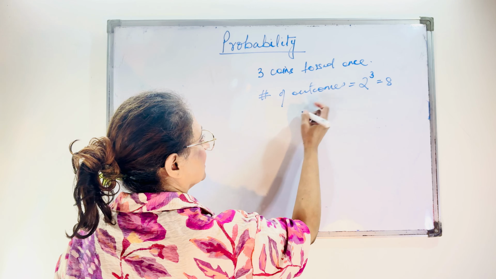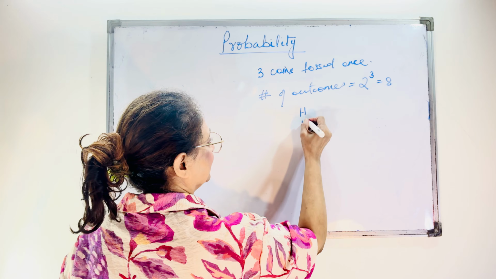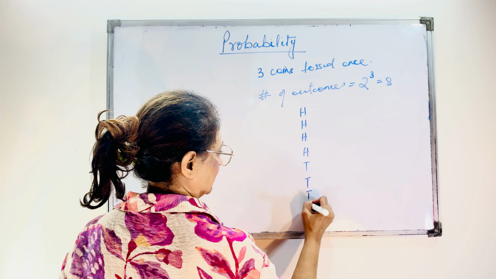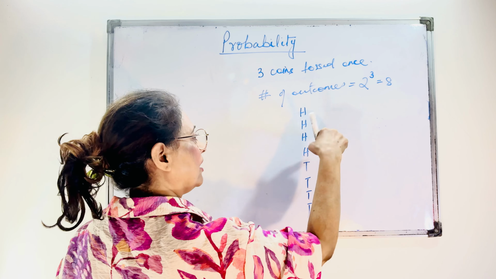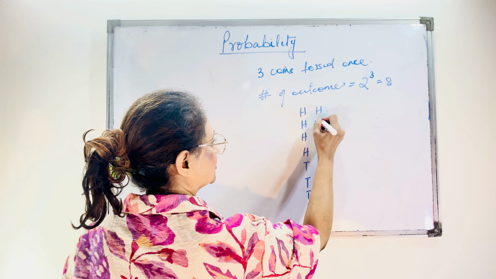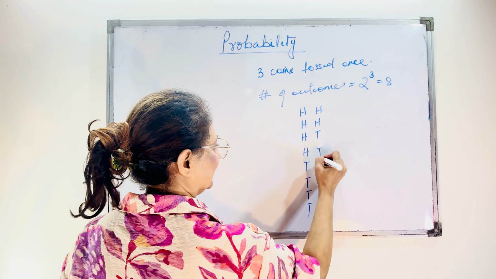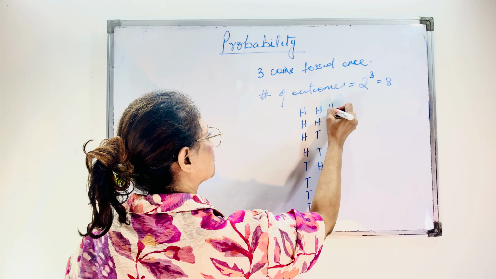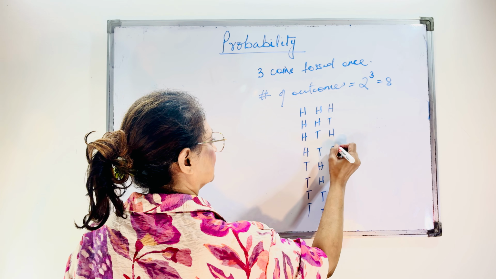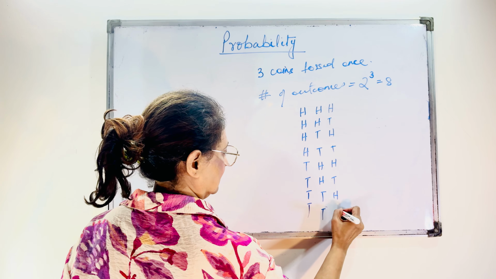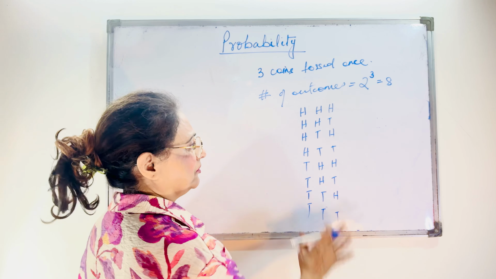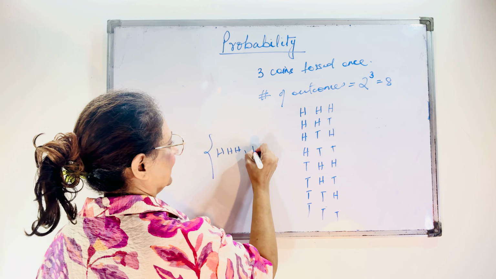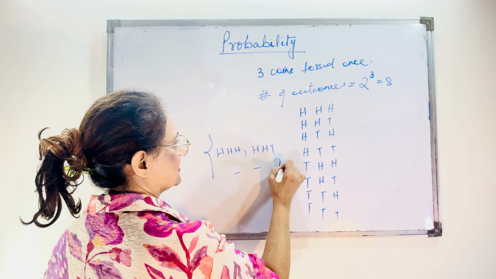Now how to write it? Write the outcomes. Half of 8 is 4, so write H 4 times and T 4 times. Then half of 4 is 2, so write H 2 times and T 2 times. Then half of 2 is 1, so 1 time. You get the total outcomes. Of course, this is your rough work. You need to write them like this: H, H, H, H, H, T and so on. This is the sample space.